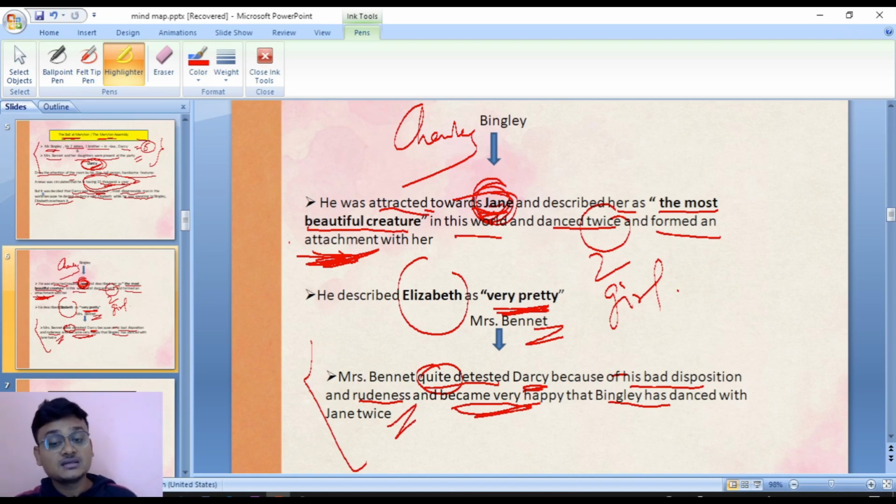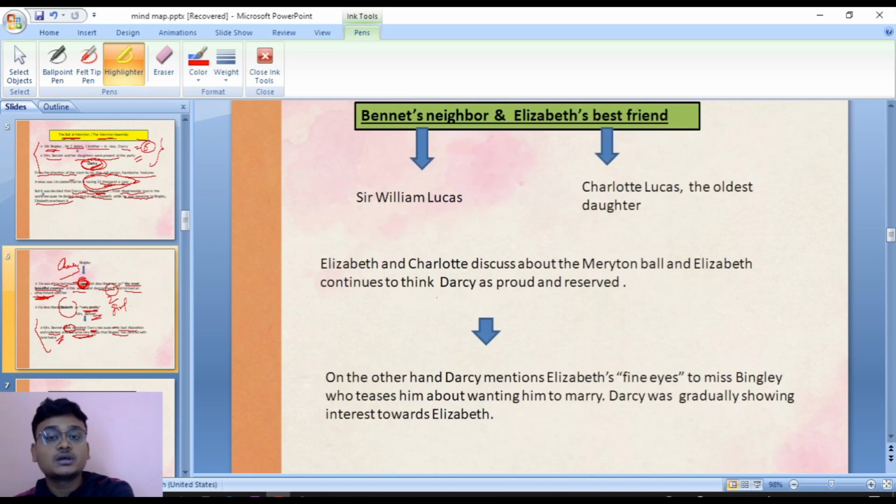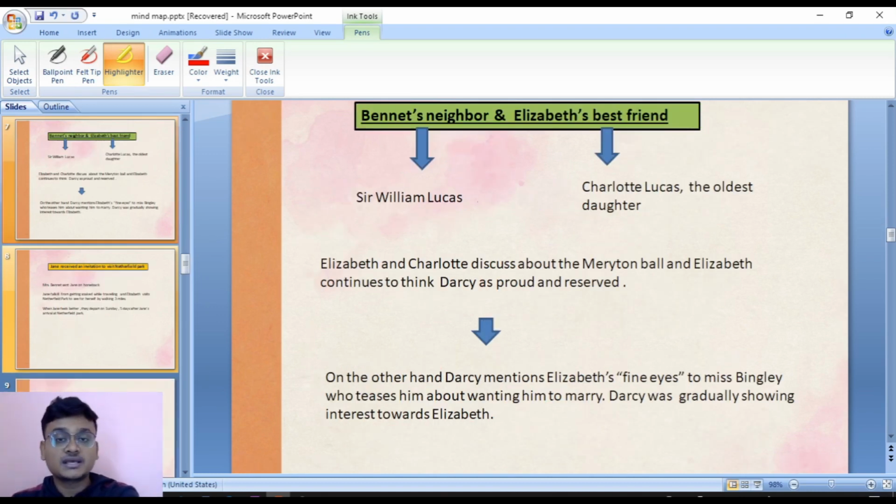On the other hand, she doesn't like Darcy's behavior because of Darcy's bad disposition, haughtiness, reserved kind of behavior, and rudeness. Okay, this was Mrs. Bennet's reaction after the party. Okay, now move to the next slide.